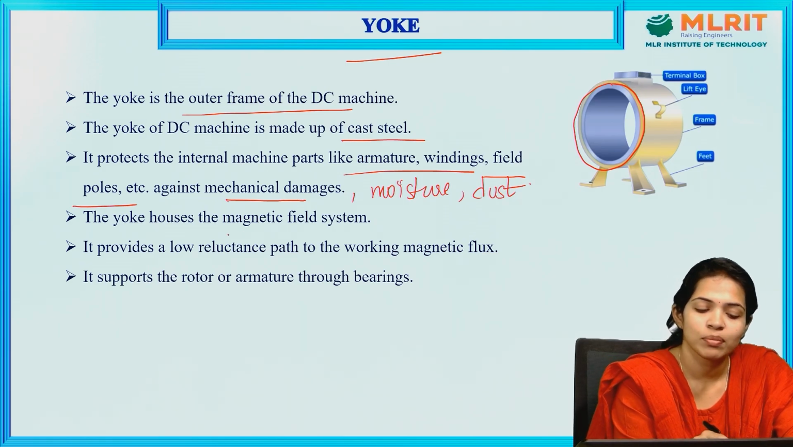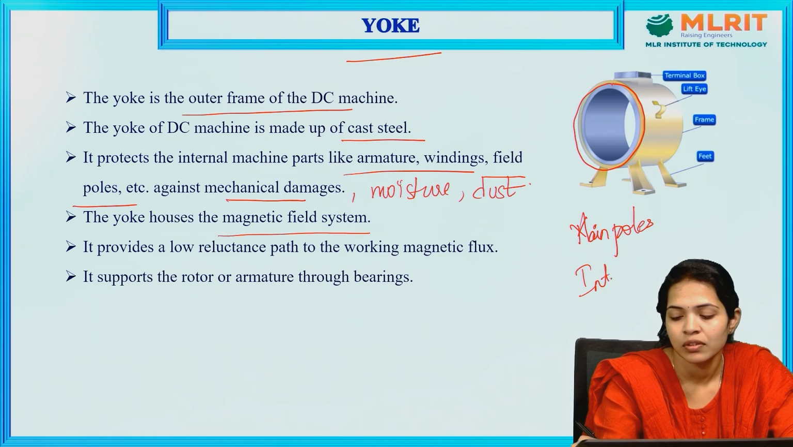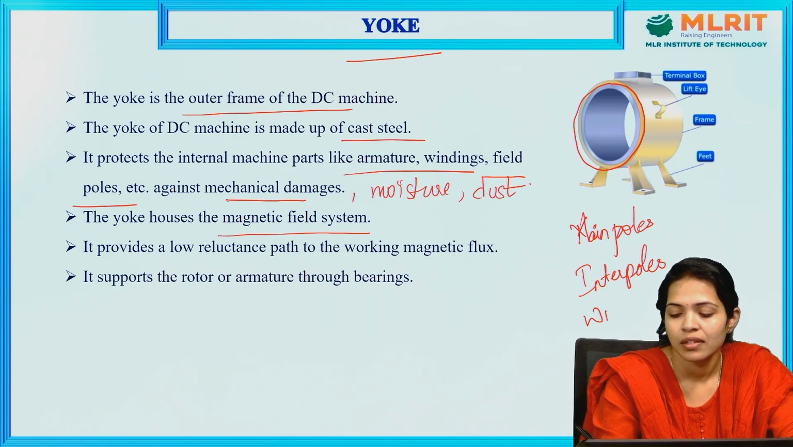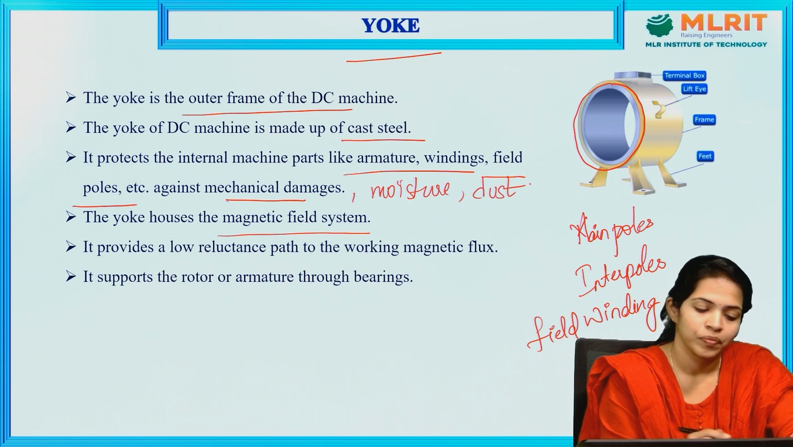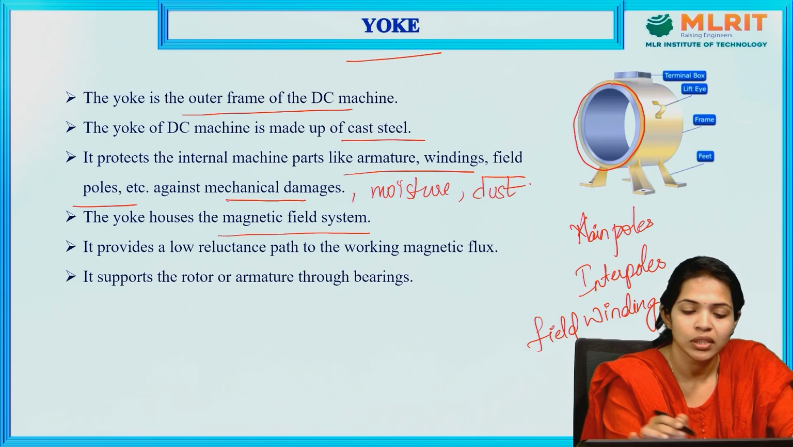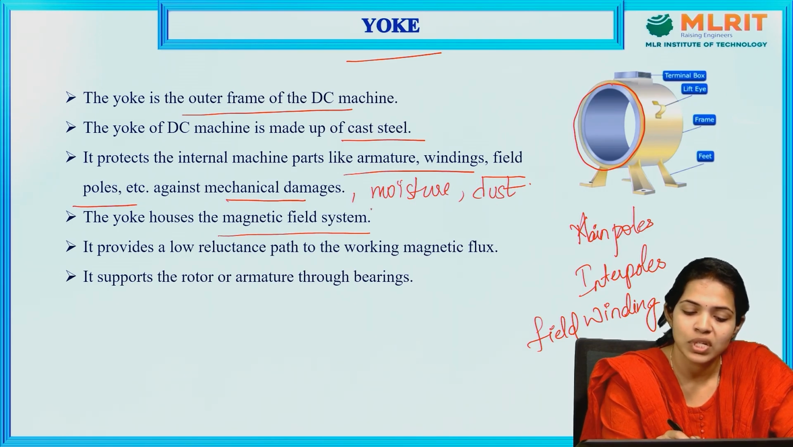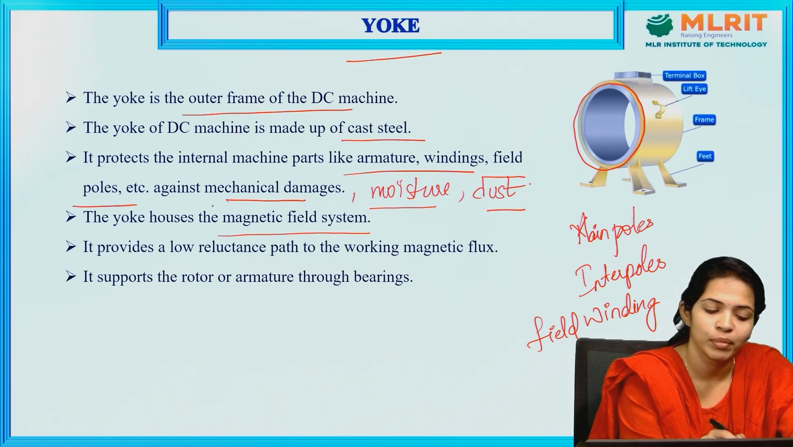This yoke houses the magnetic field system, which is nothing but the main poles, interpoles, and also the windings on the poles, which are the field windings. So this yoke is a protection for all the parts inside a DC machine, which protects those internal parts from moisture, dust, and mechanical damages.